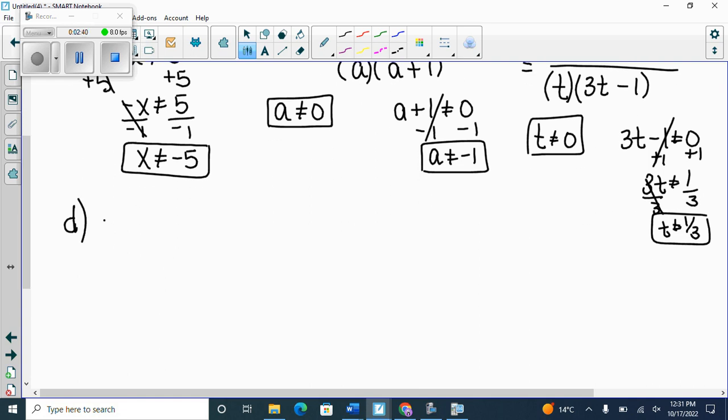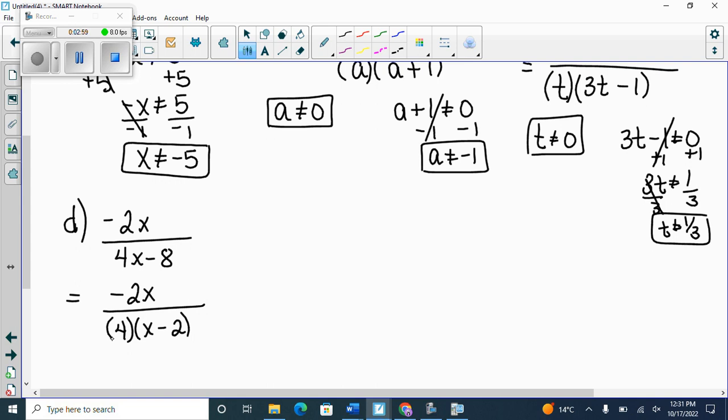Okay, D has -2x over 4x minus 8. Is there anything I can take out of the denominator? 4, so I take the 2x. And I put the 4, and then I'm left with x minus 2. The 4 goes in its own brackets. So how many brackets do I have? 2. How many brackets have variables?